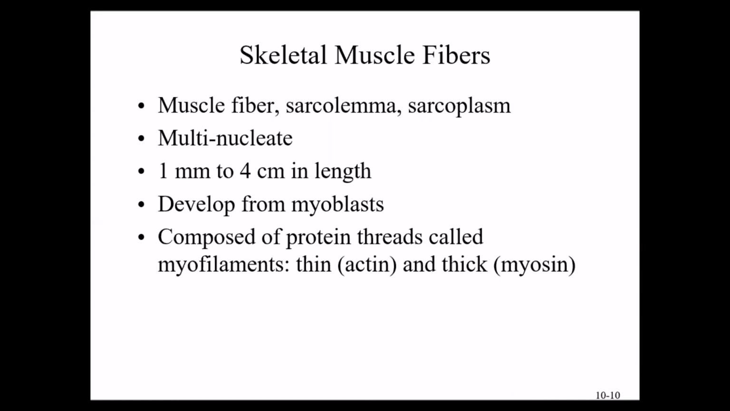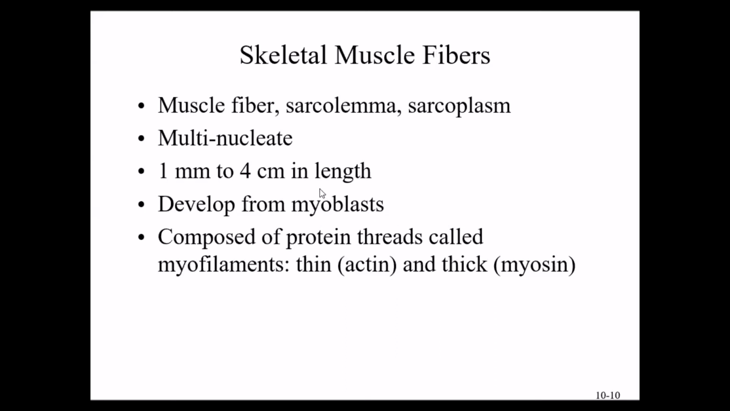So again, just a few more terms associated with skeletal muscle cells or fibers. The fiber, again, that's just the name of the cell. They do change the names of some of the parts. For example, the sarcolemma is just another name for the plasma membrane. So the membrane around a muscle cell is called a sarcolemma. The sarcoplasm is just another name for the cytoplasm inside of a muscle cell. We already mentioned they're multinucleate, very long cells. They come from precursor cells called myoblasts.